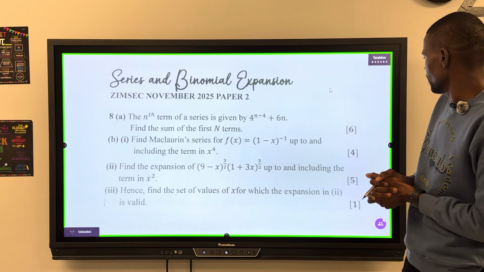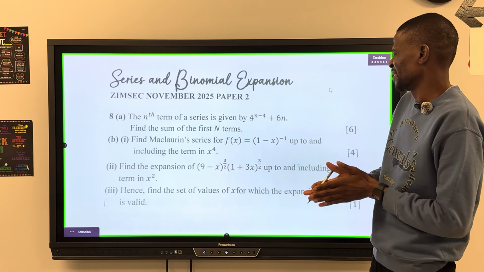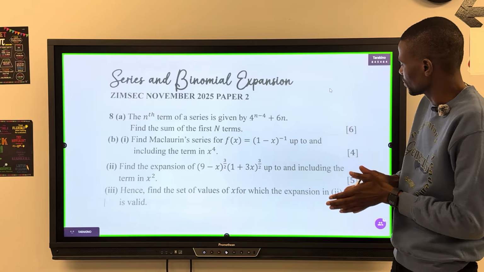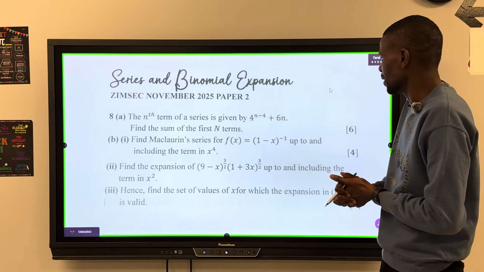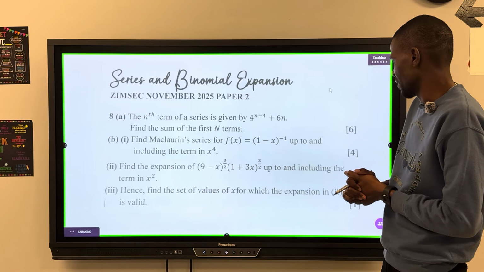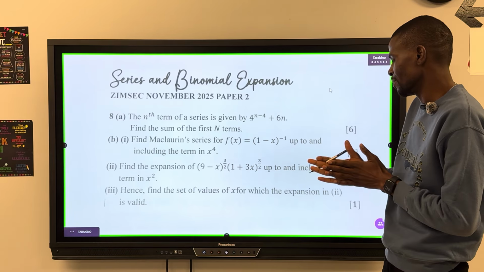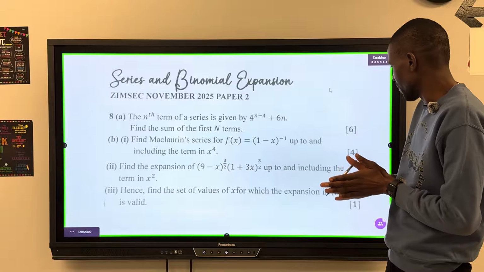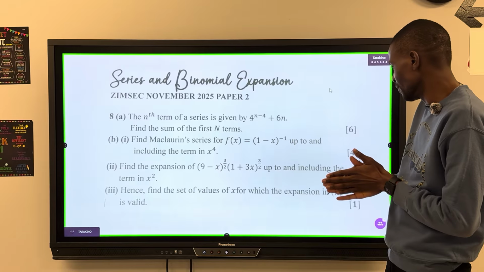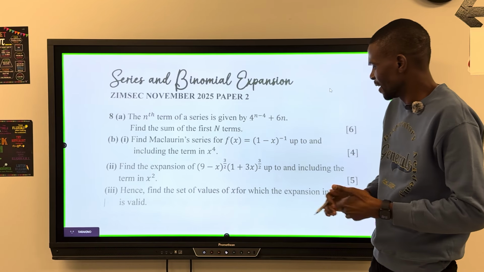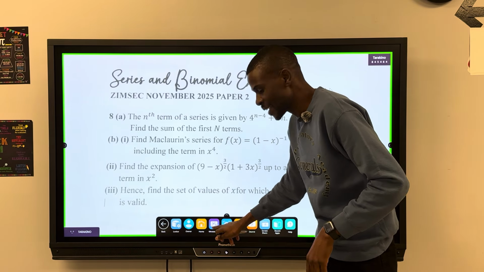Then B item 1, find the Maclaurin series for f of x equal to (1 minus x) to the negative 1 up to and including the term in x to the fourth. Then find the expansion of that up to and including the term in x squared. Hence, find the set of values of x for which the expansion in item 2 is valid. Okay, so guys, let's get started.